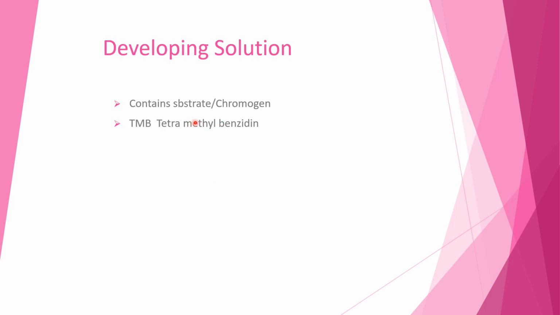The next is developing solution. In this step, the substrate or chromogen is added. This substrate or chromogen is attached to the enzyme conjugate and produces colors. The substrate or chromogen is mostly TMB, tetramethylbenzidine.